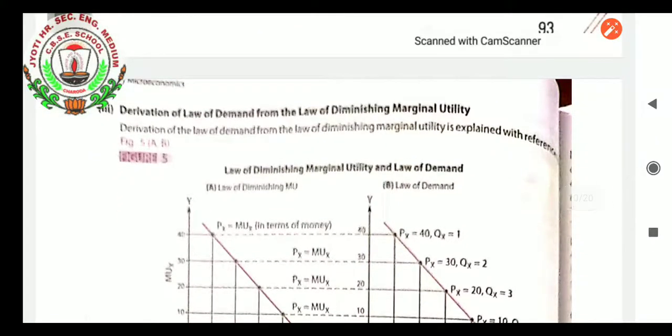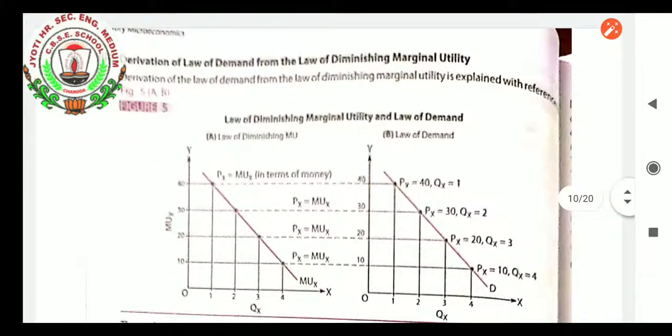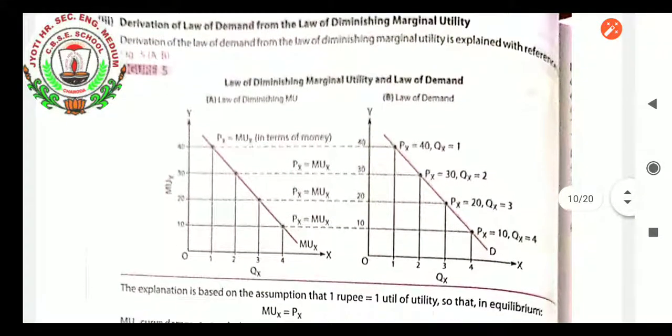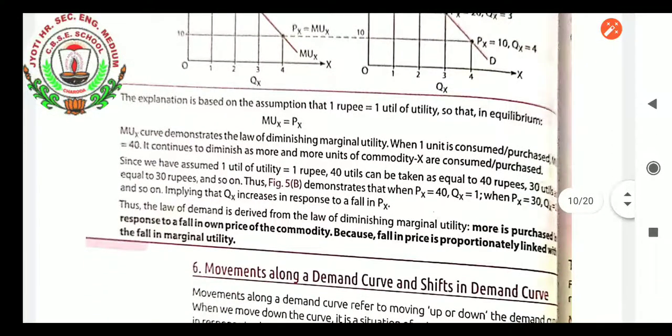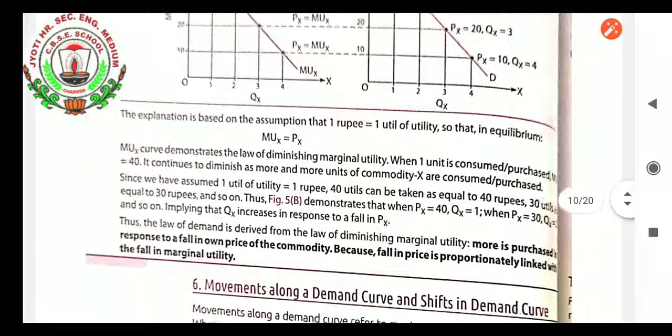Derivation of law of demand from the law of diminishing marginal utility. This is explained with reference to the law of demand. I will be explaining this graph in the next class. Now I am not explaining because it needs to be done from the starting.